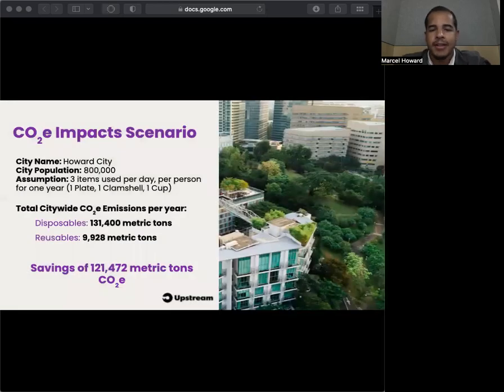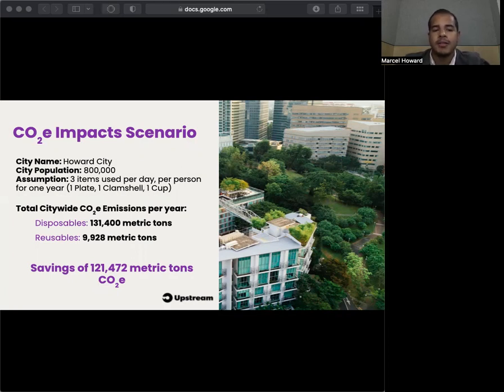So let's put this into practice. Howard City is a hypothetical city on the East Coast of the United States with a population of 800,000. As a tourist destination, Howard City has an expansive food service industry that relies heavily on single-use disposable foodware. The mayor of Howard City is interested in learning more about the greenhouse gas footprint these disposable products have on the city. Now, for this scenario, we're assuming each person in Howard City uses 3 items per day per year. So each person uses 1 plate, 1 clamshell, and 1 cup per day per year.